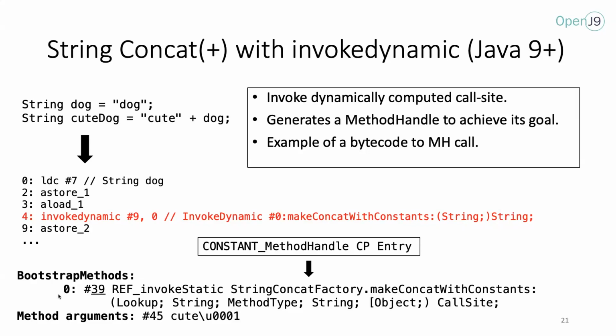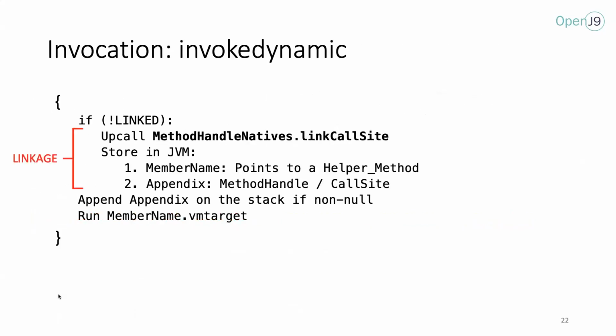So let's first look at how the invoke dynamic bytecode gets handled by the JVM. It has a very similar process to what we saw in the previous VarHandle example. There's going to be linkage, and the linkage is going to be performed via an upcall to MethodHandle-link call site. It's going to return the exact same entities that we saw in the previous example, a member name and an appendix. And we're going to append the appendix onto the stack if it is not null, and then we're going to run the helper method via the member name.vm target.